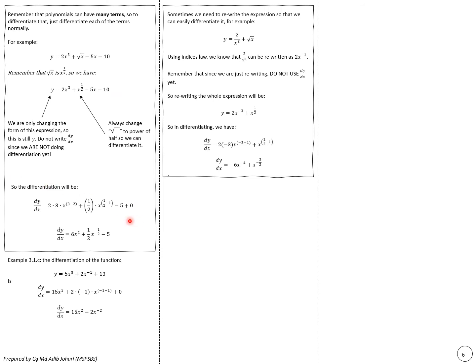So that's it. If you have a function with many terms, you differentiate it term by term. Also be careful with the sign of the terms, you have to include it. For example, 5x has the sign of minus, and 10 has the sign of minus, so it belongs to this term. If you look at these examples, try to understand it. It's the same thing.